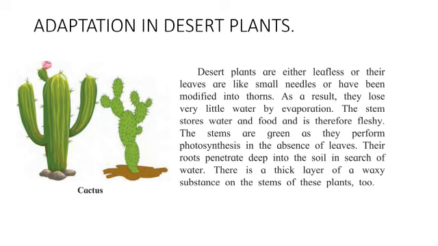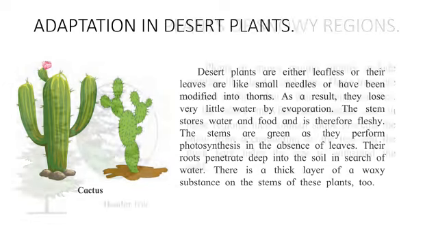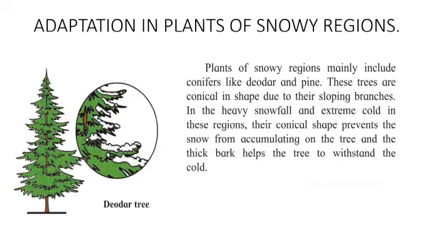Now we will see the adaptation in plants in snowy regions. In what ways are the sloping branches useful to plants in a snowy region? Plants of snowy region mainly include conifers like deodar and pine. These trees are conical in shape due to their sloping branches. In the heavy snowfall and extreme cold in these regions, their conical shapes prevent the snow from accumulating on the trees, and the thick bark helps the tree to withstand the cold.